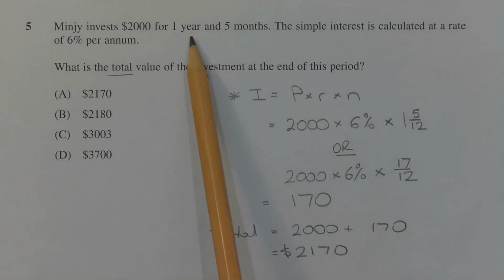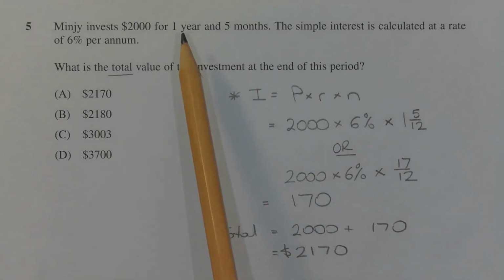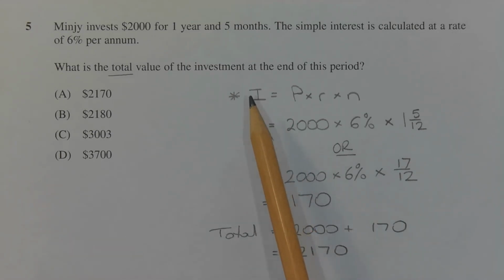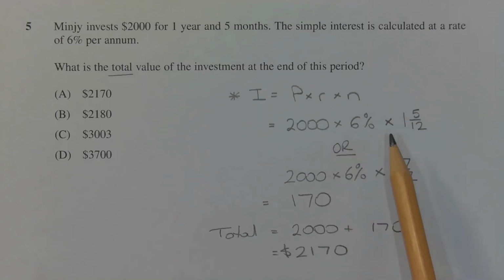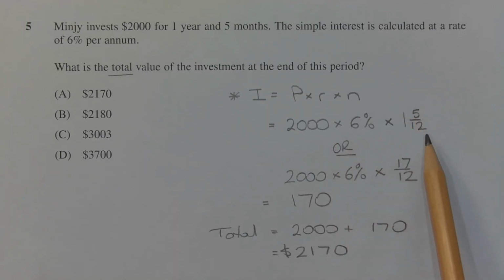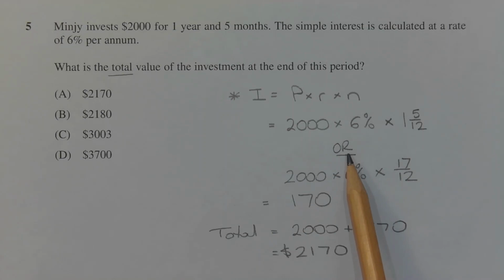So we have 1 year and 5 months. We need to convert 1 year and 5 months into years. So to convert months into years, we divide the months by 12. So the interest earned is given by 2,000 times 6% times 1 and 5 over 12. Or we could write it as an improper fraction, 2,000 times 6% times 17 over 12 years.